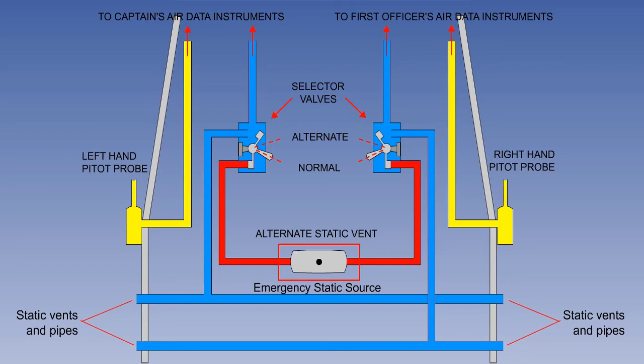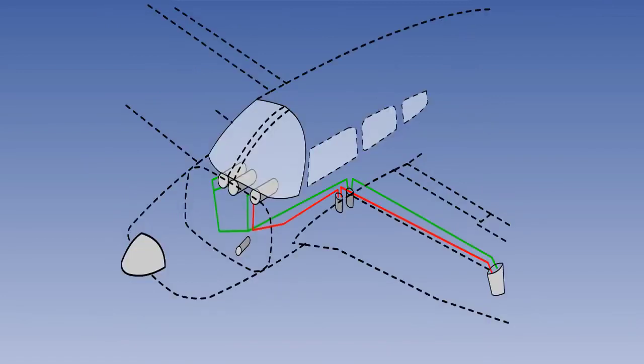The alternate static source may also be referred to as an emergency static source for use in the event that the primary source becomes blocked. It is unlikely that the alternate static source will be fitted in the optimum location on the aircraft, and so it will provide a less accurate reading. In pressurized aircraft, the alternate static source is often located within the unpressurized rear fuselage, and in unpressurized aircraft, the alternate static source can be located within the cabin. We can see a typical location in an unpressurized aircraft here.